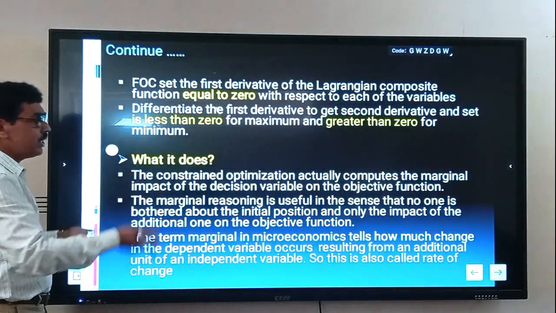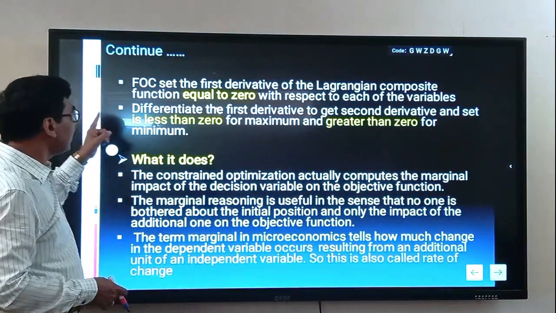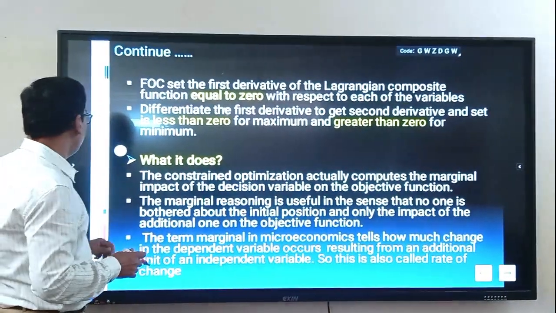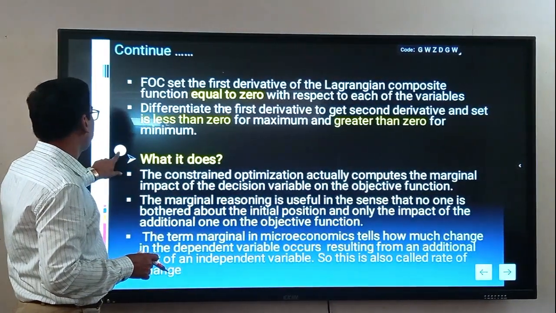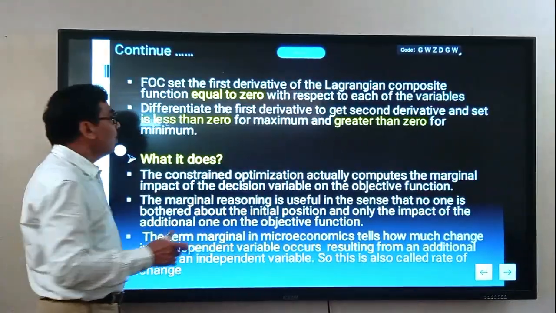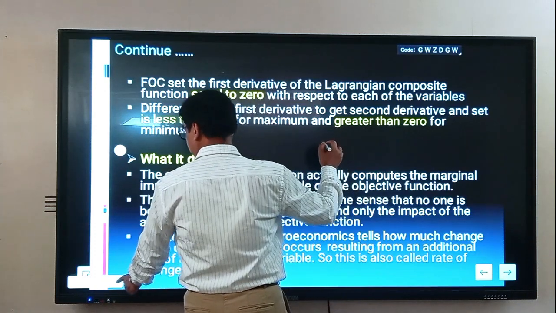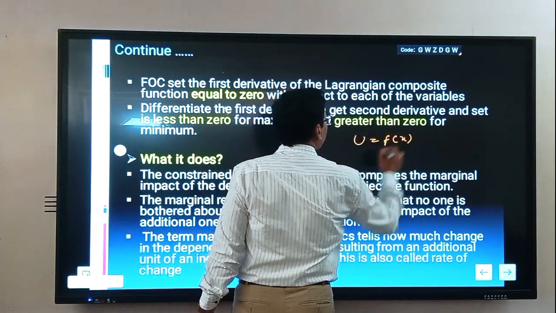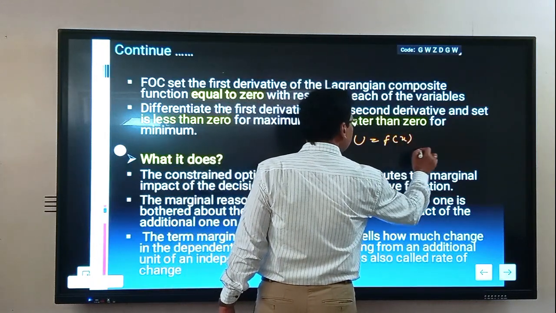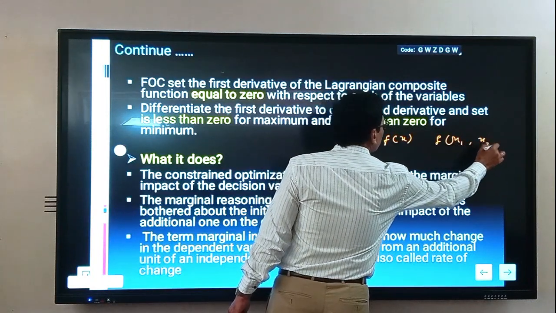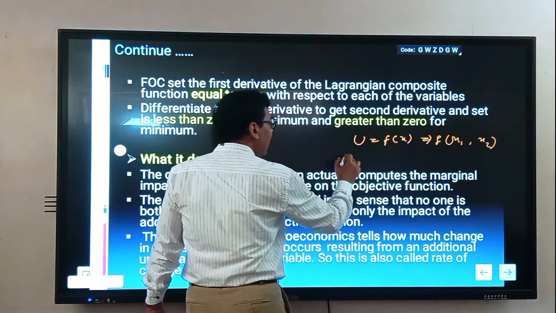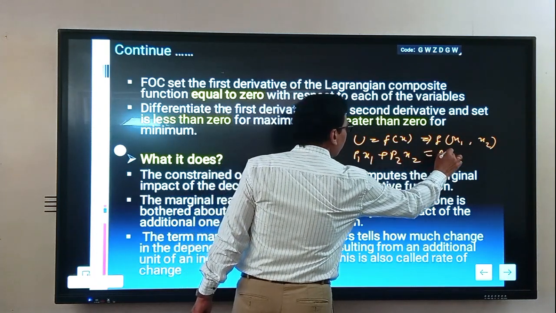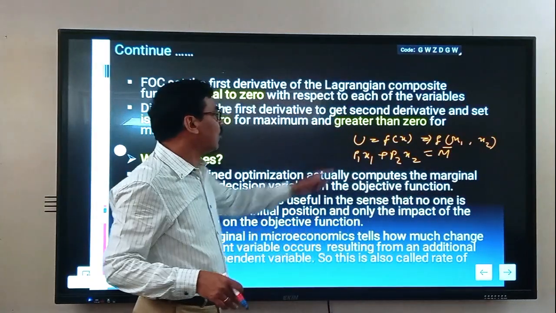Now, when we do this type of constrained optimization, which is frequently utilized, the first order condition sets the first derivative of the Lagrangian composite function. That means, suppose we have a utility function. Utility is a function of x, f of x1 and x2. This is my utility function, and the budget constraint is the prices of the commodities, p1 x1 plus p2 x2, which is equal to my money income, which is given. Out of this, the consumer is spending.